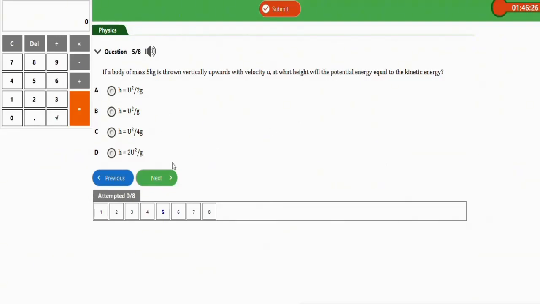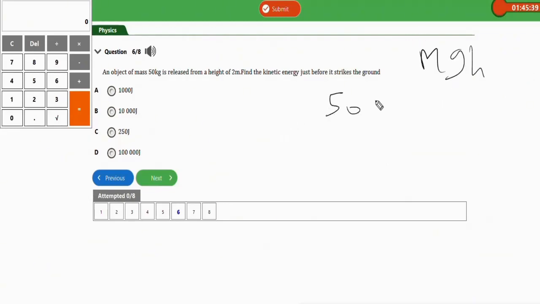So let's go to the next repeated question, which is this. An object of mass 50 kg is released from a height of 2 meters. Find the kinetic energy just before it hits the ground. If you observe, we have seen this kind of question oftentimes in this video. So take note of this pattern of question and the right solutions to apply. The kinetic energy just before it strikes the ground will be equal to the potential energy, mgh.